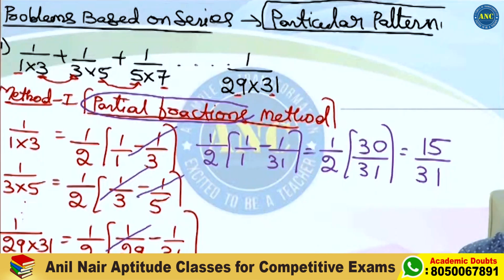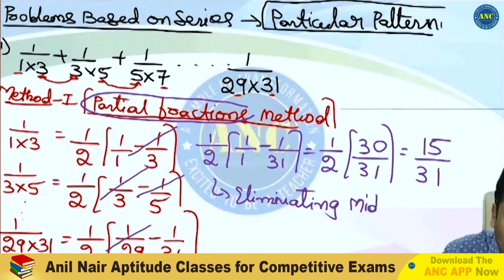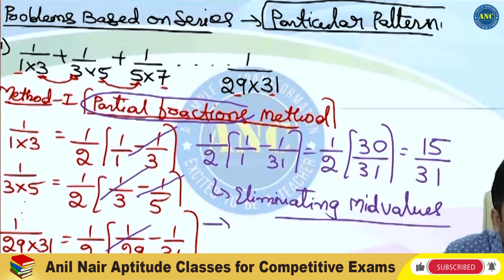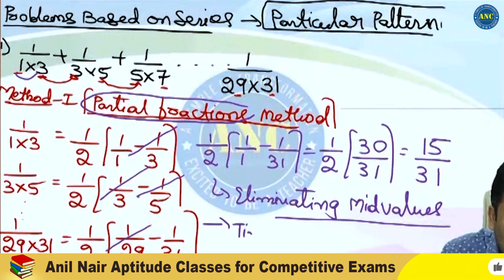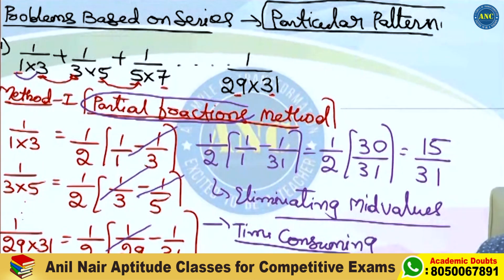Now if you see here, in this traditional method, we are eliminating mid values. Now this method involves finding out the common difference. It is a little time consuming. If the number of terms in the denominator increases from 2 to 3, 4, 5, then the process will become a little difficult. This is method number 1.